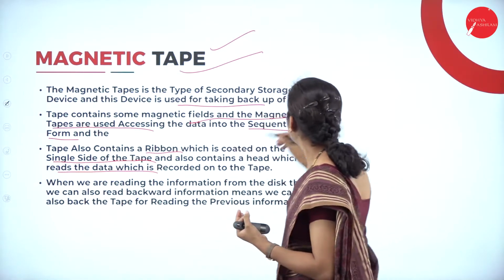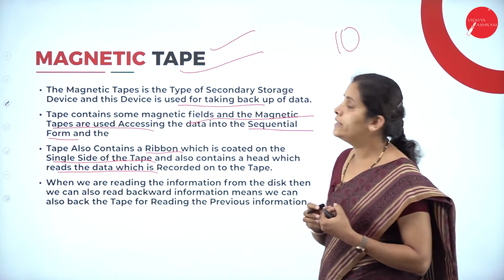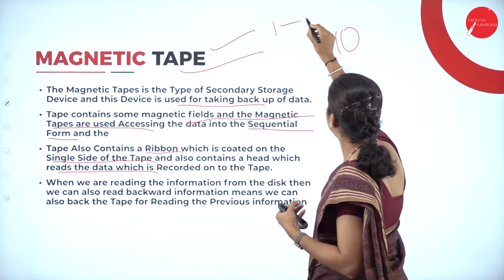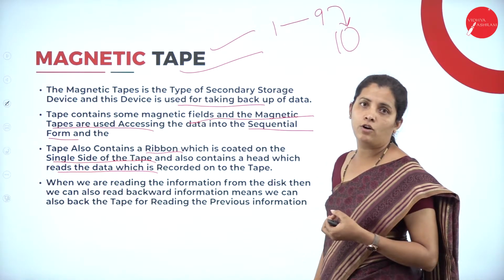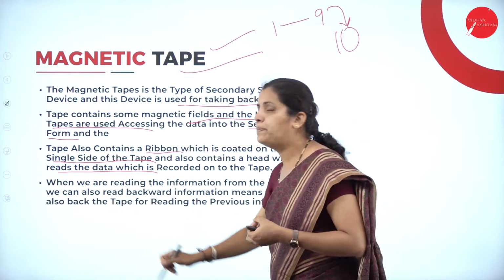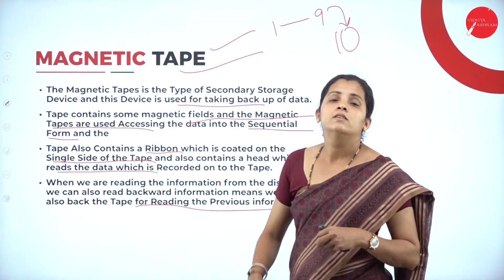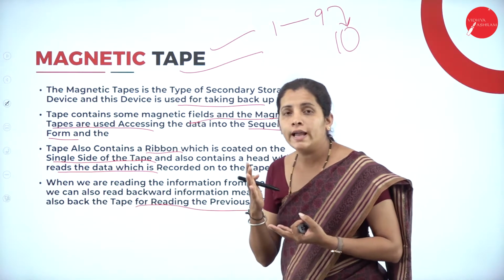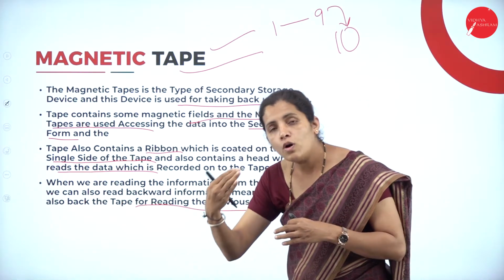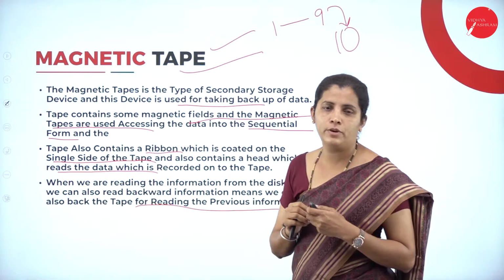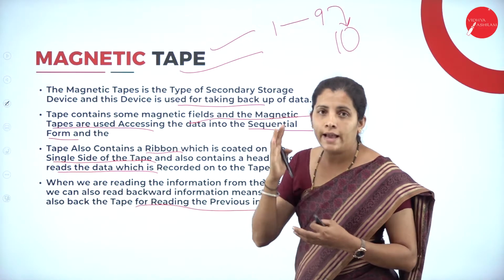For example, if you want to access the 10th record, then you have to start from the 1st to the 9th, and only then you get the 10th record. In a disk, we can go backward or forward to read the information. But in magnetic tape, we cannot do that procedure.